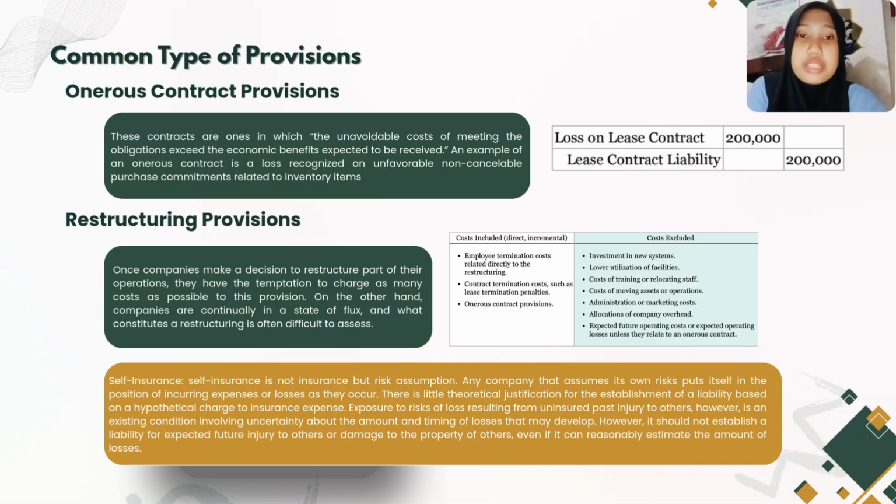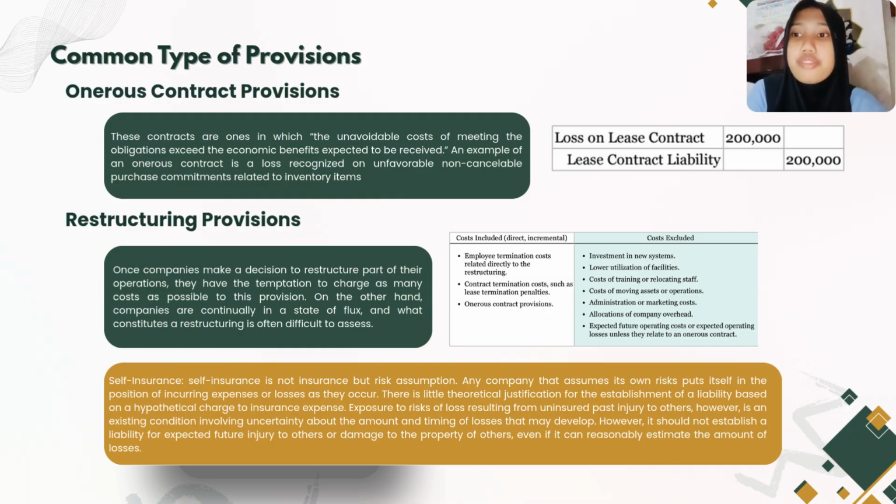This is based on the name. Self-insurance is not insurance, but a risk assumption. A company that assumes its own risks puts itself in the position of incurring expense or loss as they occur. So there is little theoretical justification for the establishment of a liability based on a hypothetical charge to insurance expense. The conditions for accrual stated in IFRS are not satisfied prior to the occurrence of the event. Exposure to risk of loss resulting from uninsured past injury to others, however, is an existing condition involving uncertainty about the amount and timing of losses that may develop.